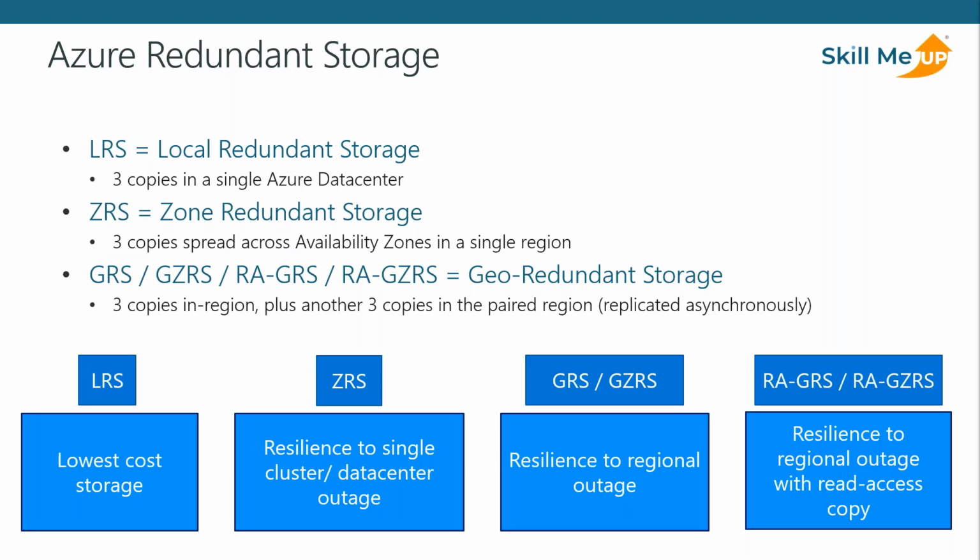And then there are versions of both of those with a Z in them. You can see the names there, and that's where the 3 copies locally and in the geo copy are zone redundant rather than just locally redundant. So there's the matrix there.